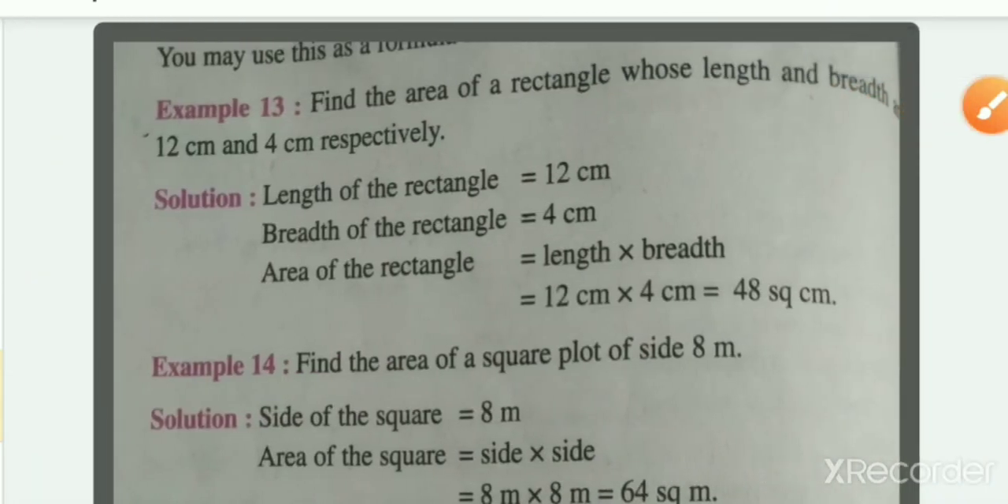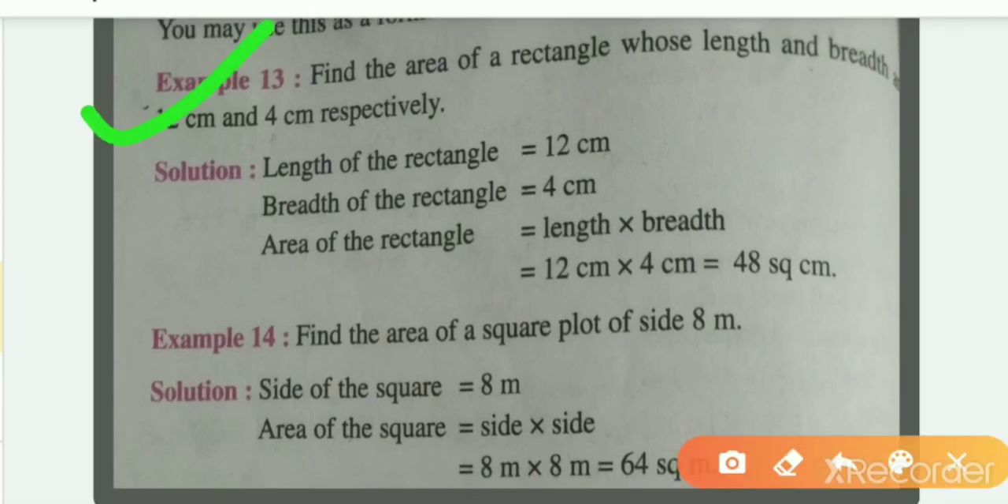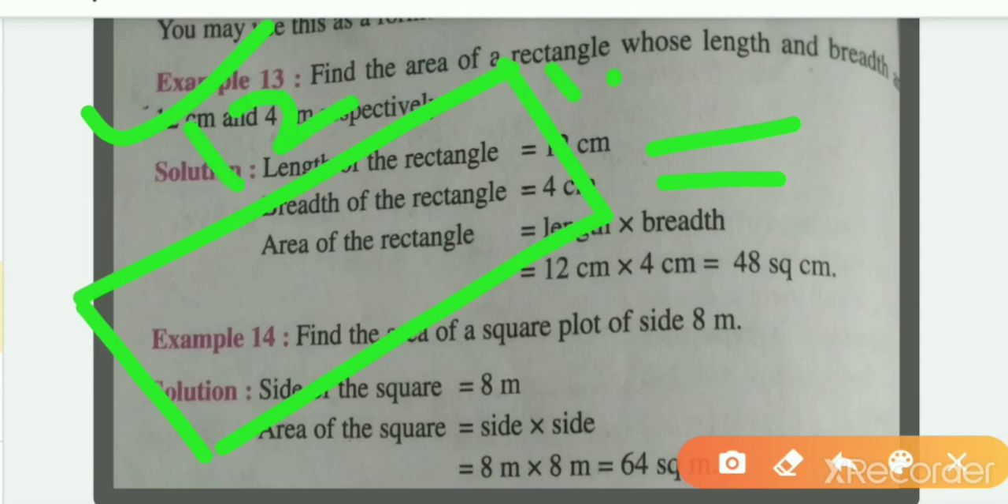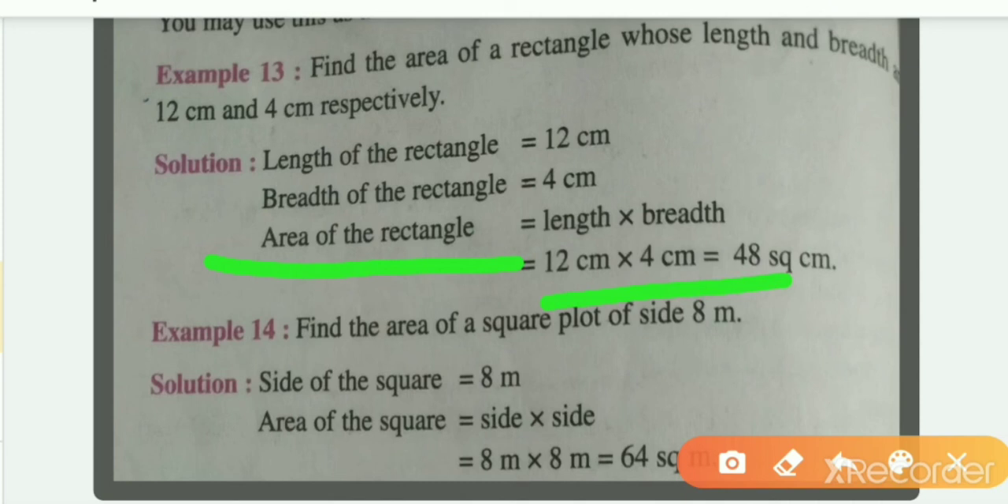Now we have question number 13. Find the area of a rectangle whose length and breadth are 12 centimeter and 4 centimeter respectively. Solution: the length of the rectangle is 12 centimeter, the breadth of the rectangle is 4 centimeter. This is 12 and this is 4, so this will also be 12 and this will also be 4. So we will write area of rectangle equals L into B, that is 12 into 4, equals 48 square centimeter.